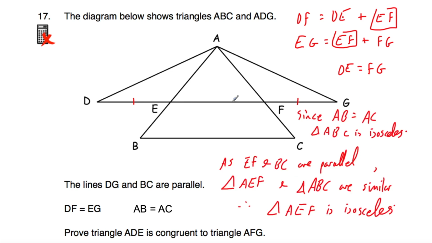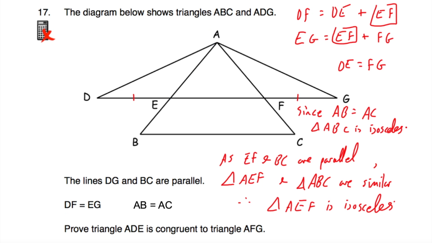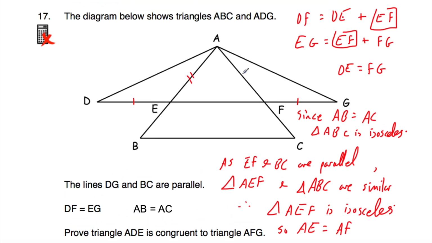Okay, so I've written down quite a lot there. I've started off by saying that since AB equals AC, the triangle ABC is an isosceles triangle. And then as EF and BC are parallel, that means the triangles AEF and ABC are similar. So that means that triangle AEF would be isosceles as well. So therefore we can conclude that AE must be equal to AF. So let's write that as well. Okay, and I'm just going to mark the diagram with a little dash there, two little dashes there and two little dashes there. So we've now got that in the two triangles we're interested in, ADE and AFG, this side is the same length as that side, and this length is the same as that length.